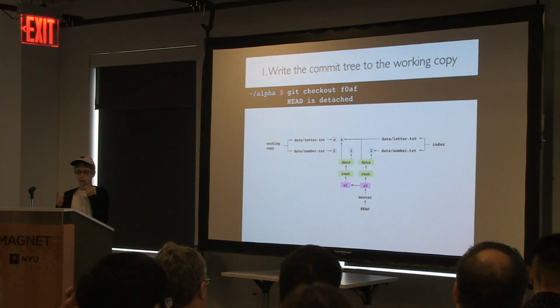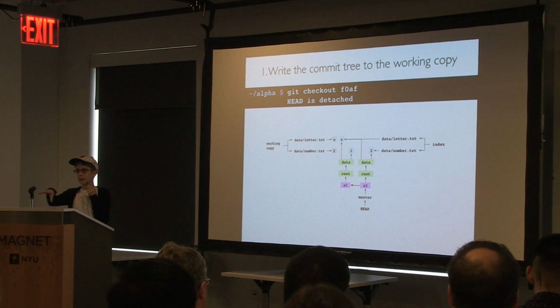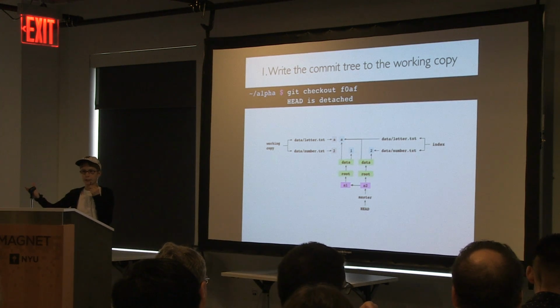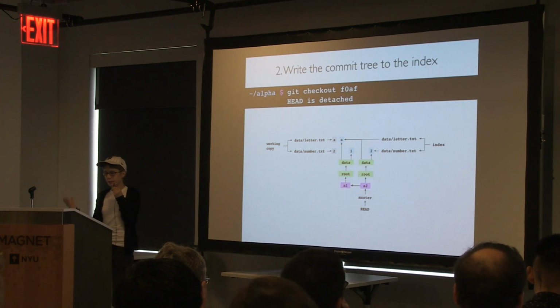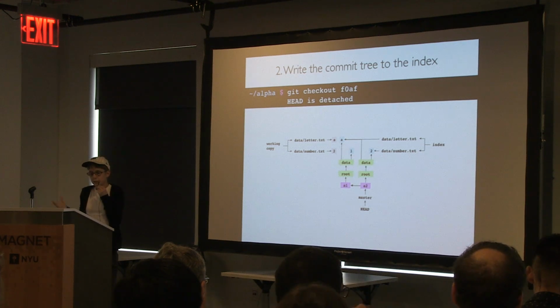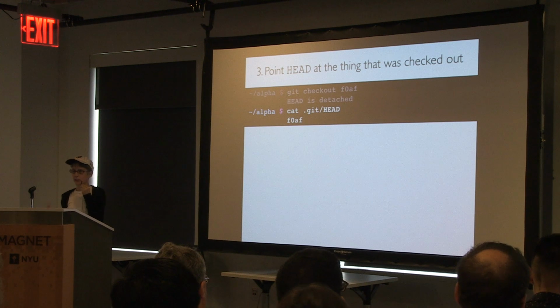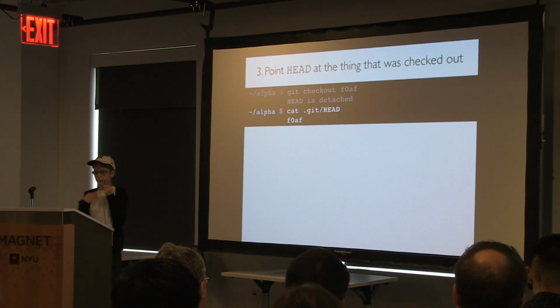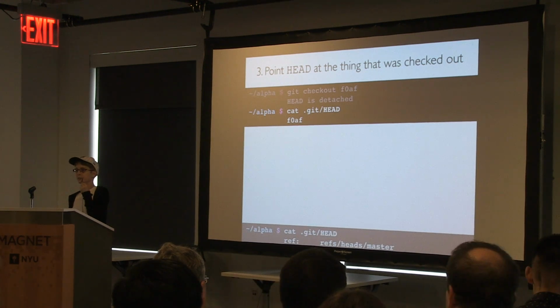Check out step one. We write the commit tree to the working copy. So we just take whatever the content of the commit we're trying to check out is, and we just write it to the working copy. Now there's no change here because we're just staying on the A2 commit. So the working copy carries on being A and 2. Next, write the commit tree to the index. Again, no change here because we're still on the A2 commit, so it's still just A and 2. Next, we point head at the thing that was checked out. Now there is a change here, which is cool. You can see that when I cat head, it's got a hash in it. It doesn't have ref/head/master in it anymore. And this is what it means to have a detached head.